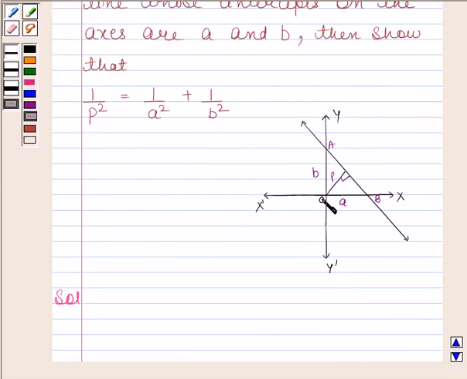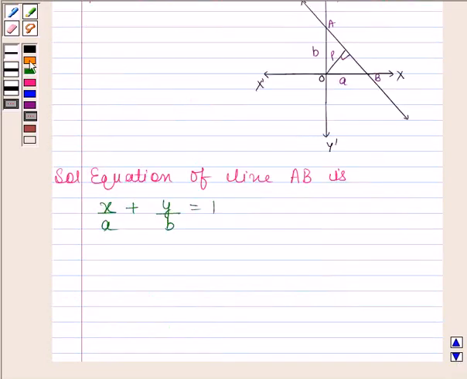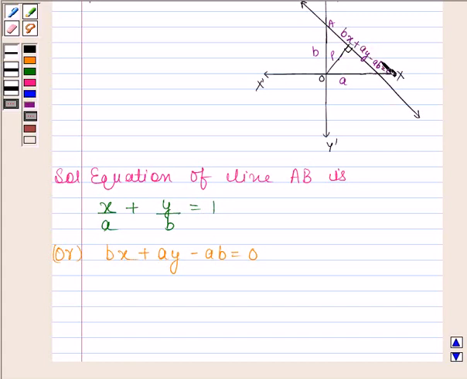Line AB has intercept A on x-axis and B on y-axis. So, equation of line AB is x by A plus y by B is equal to 1. Or we can say that bx plus ay minus ab is equal to 0. So, equation of AB is bx plus ay minus ab is equal to 0.